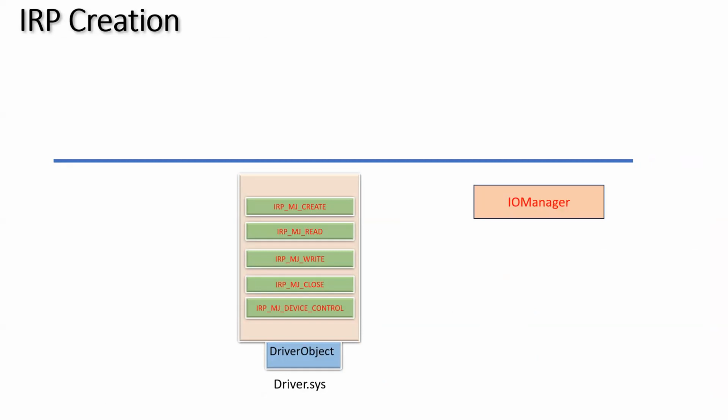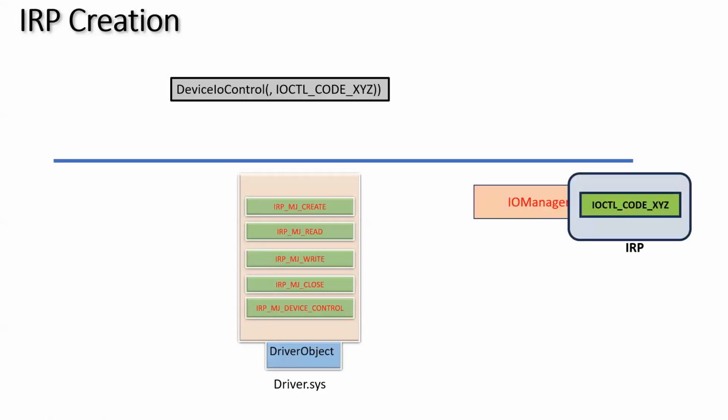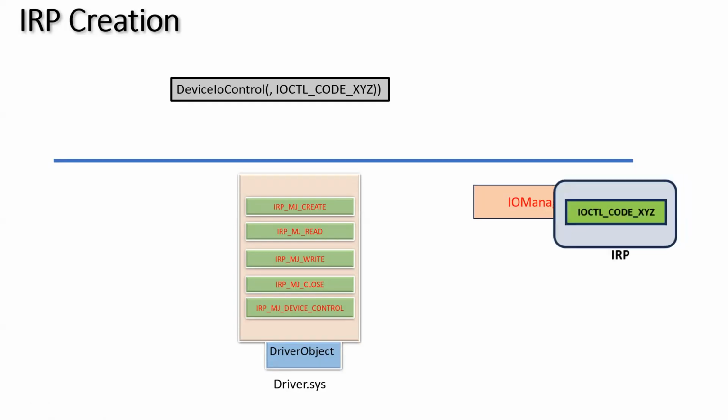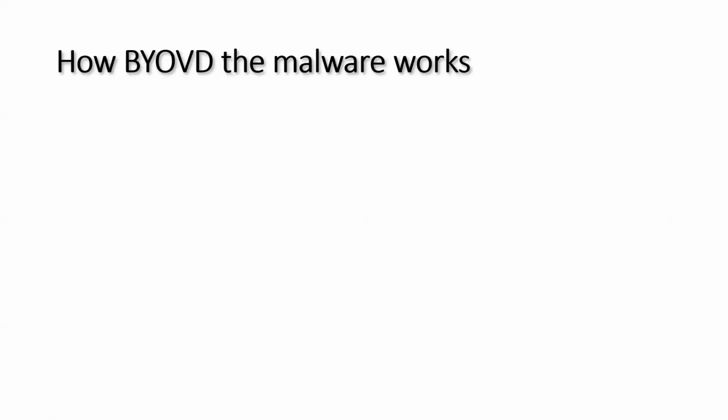So here is how the IRP is created. Suppose the DeviceIoControl uses IOCTL_CODE_XYZ as the IO control code. This is passed on to the IO manager, which is in the kernel, and the IO manager, in response to the DeviceIoControl, creates an IRP packet, which has the IOCTL code and other information in it, and then sends it to the driver object.